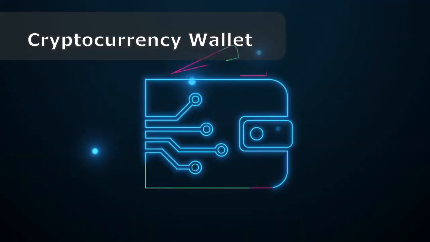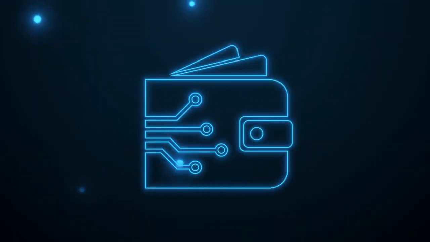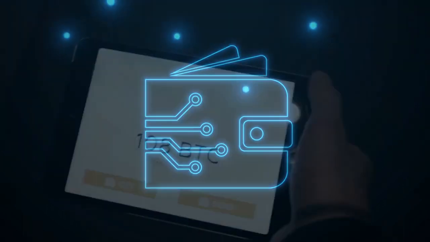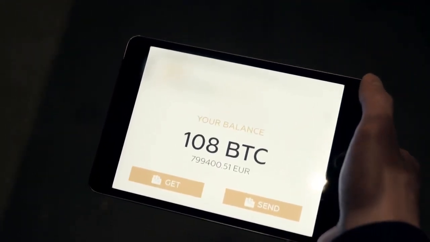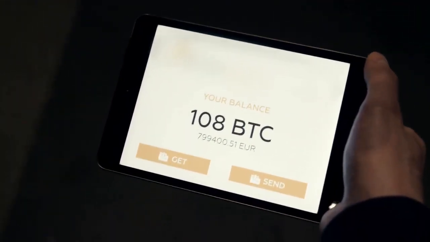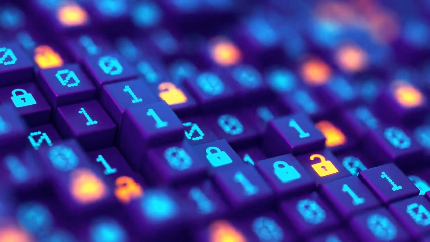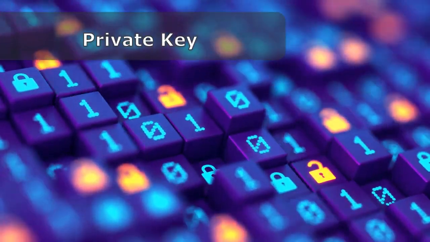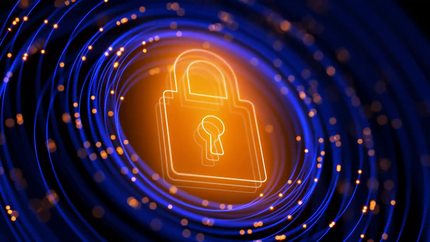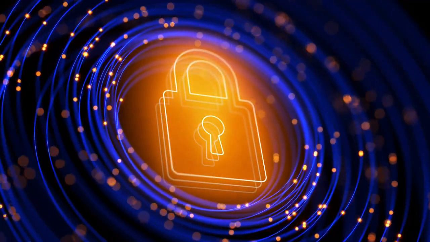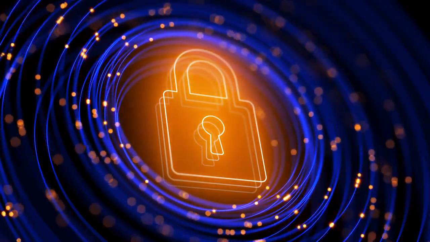Now let's talk about wallets. Term number three, a cryptocurrency wallet is a digital wallet that stores your cryptocurrency holdings. It's used to send and receive cryptocurrency, and it typically includes a private key that you need to access the wallet and sign transactions. And speaking of private keys, term number four, a private key is a unique secret code that grants access to your cryptocurrency wallet and authorizes transactions. Remember, keep it safe and secure.